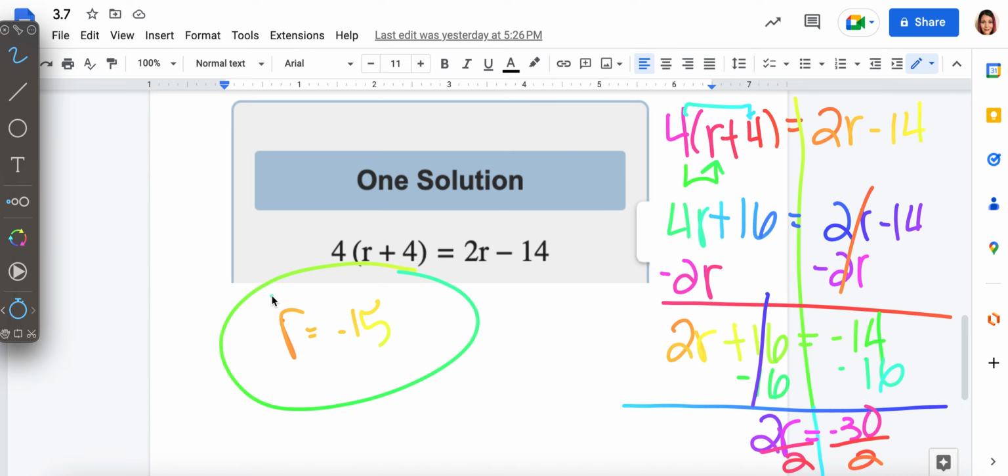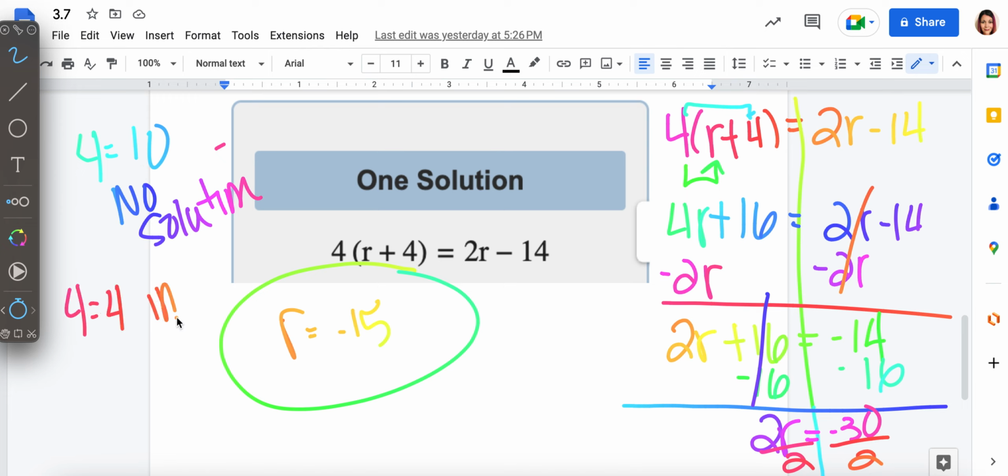Okay, so review. If we get a false statement like 4 equals 10, we know this is no solution after we do our solving. If we get a true statement like 4 equals 4, we know this is infinite. And then if we just get a statement like r equals negative 15, then we know it's one solution.